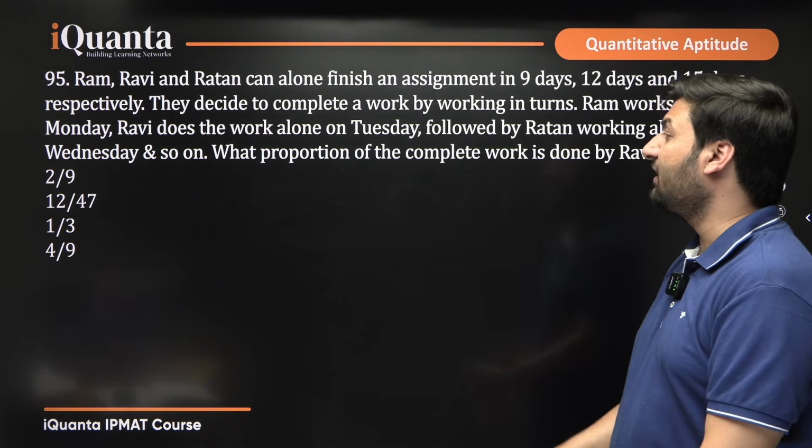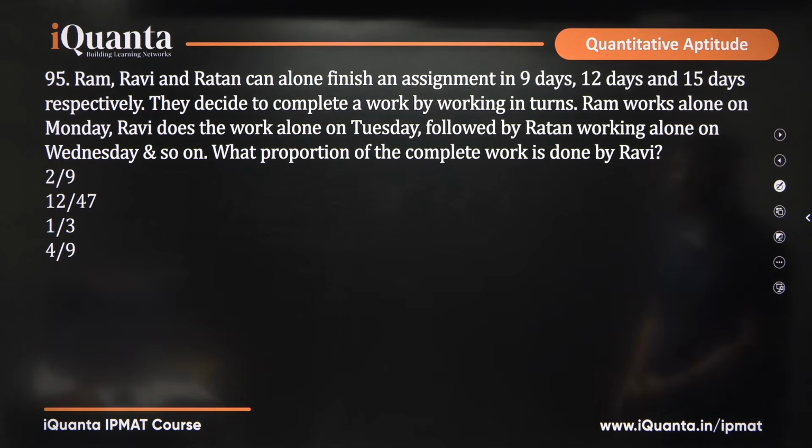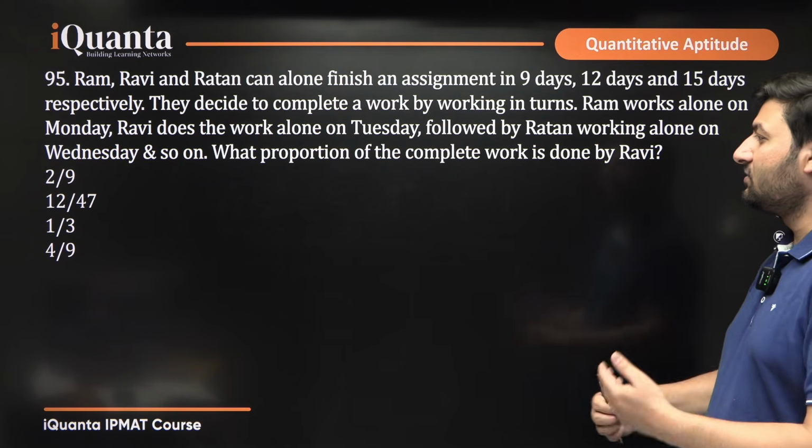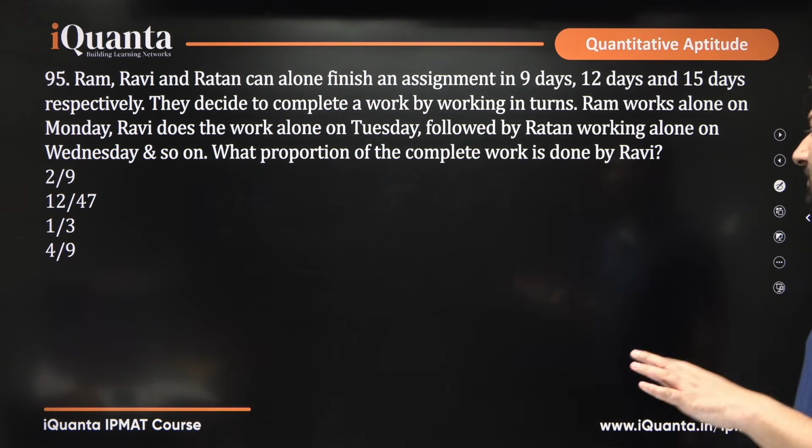Ram, Ravi and Ratan can alone finish an assignment in 9 days, 12 days, 15 days respectively. They decide to complete a work by working in turns. Ram works alone on Monday, Ravi works alone on Tuesday, followed by Ratan working alone on Wednesday and so on, okay. So, they are taking turns like this. What proportion of the complete work is done by Ravi?